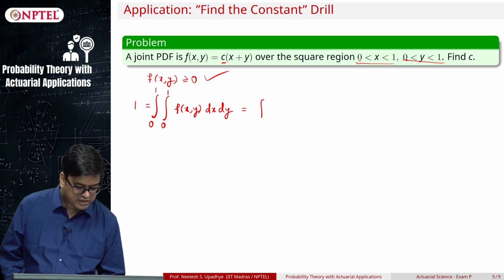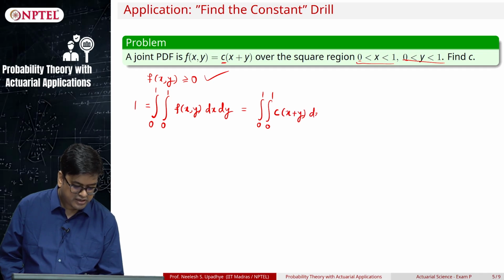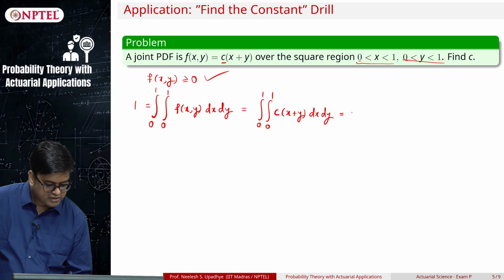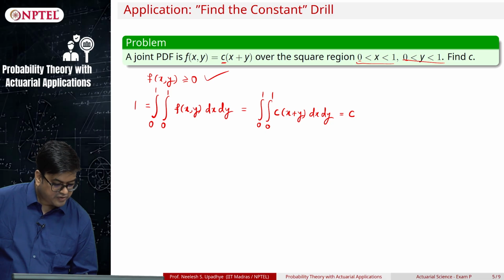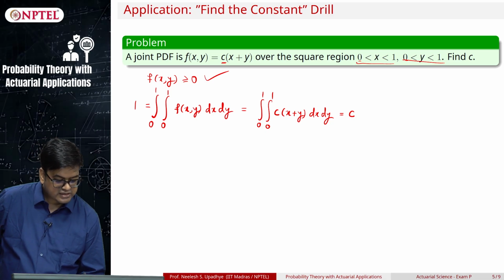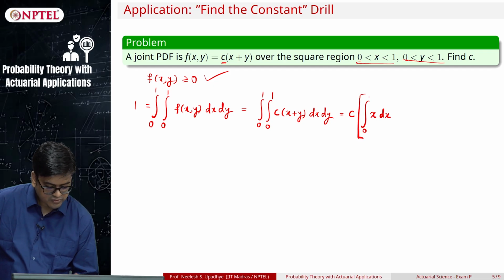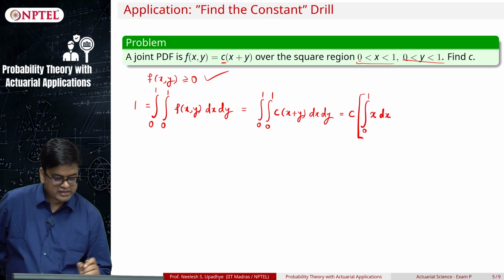This integral will be the integral from 0 to 1 of c times (x plus y) dx dy. But this is a very simple integral. I will simply throw this c out, and if I take this x, then x dx is the only worry. Otherwise, the integral over 1 dy is going to be 1. So, I will worry about x dx from 0 to 1. The other integral will integrate itself out.